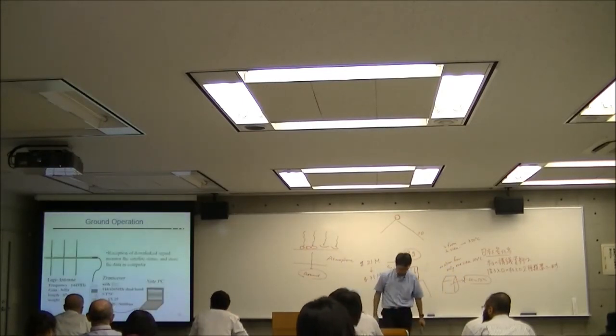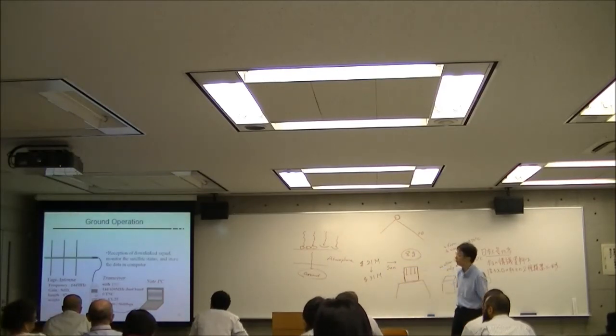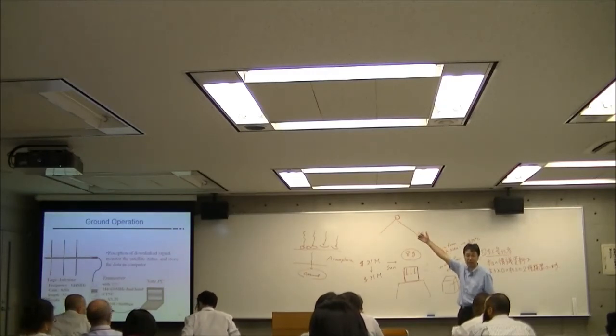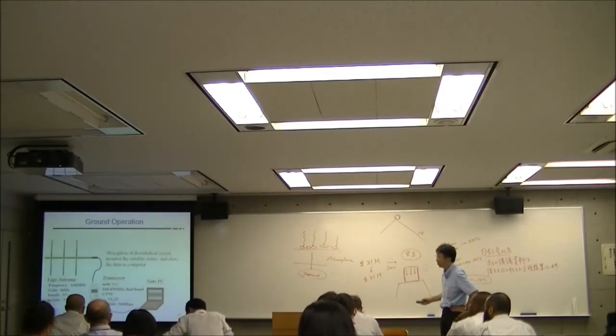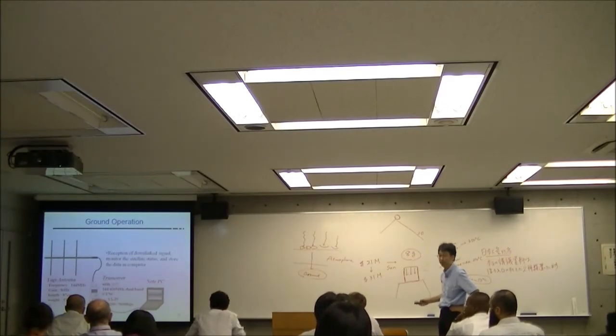But in the CanSat case, you don't care much about such a big antenna because, as I said before, the distance to the satellite is not so far, maybe only several kilometers away. So then you can use this kind of small antenna. This is called the Yagi antenna. Okay? Yagi antenna.